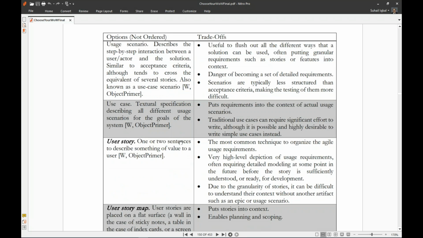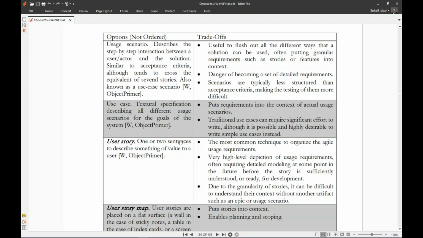Then we have a usage scenario, which describes the step-by-step interaction between a user, actor, and the solution, similar to acceptance criteria, although it tends to cross the equivalent of several stories. It is also known as a use case scenario. Useful to flesh out all the different ways that a solution can be used, often putting granular requirements such as stories or features into context. Danger of becoming a set of detailed requirements. Scenarios are typically less structured than acceptance criteria, making the testing of them more difficult.